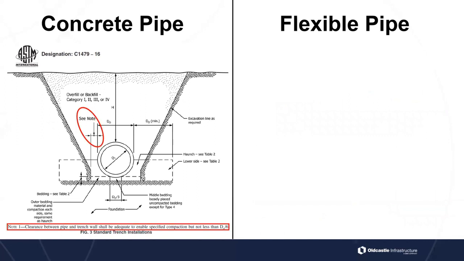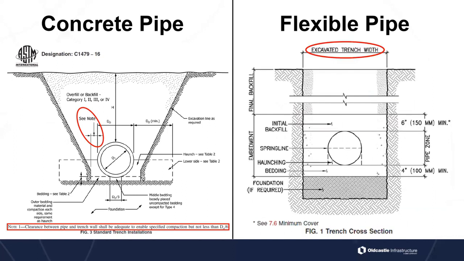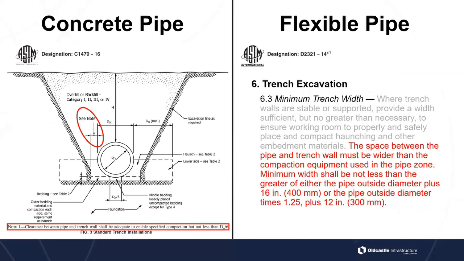So let's look at our trench here. Now, as we go in, we had the note here on what the trench wall needed to be to make sure that we can get the installation there. We already talked about that one. And then the excavated trench width on the flexible pipe. So let's look at trench excavation here with flexible pipe. It says here, the space between the pipe and trench wall must be wider than the compaction equipment used in the pipe zone. That makes sense, right?